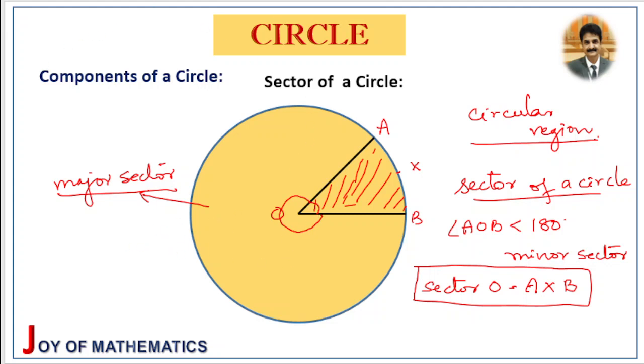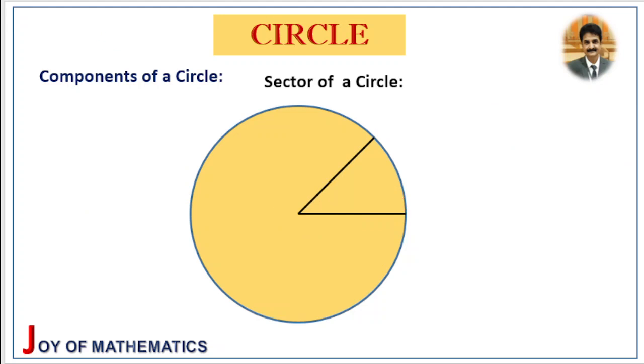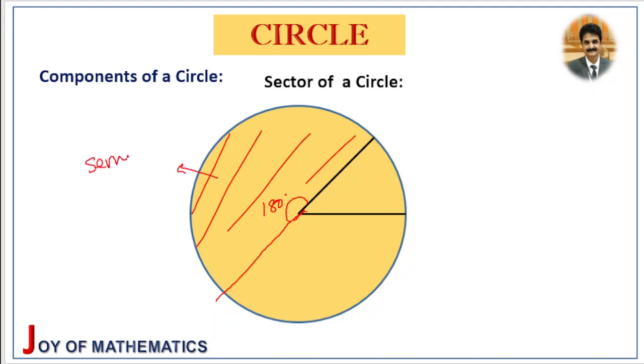What if it is exactly equal to 180? If I extend the radius here, what do you call this area where the angle at the center is exactly 180? This area is known as a semicircular region. We'll have two semicircles. It's a sector but known as a semicircular region. It's half of the circle.